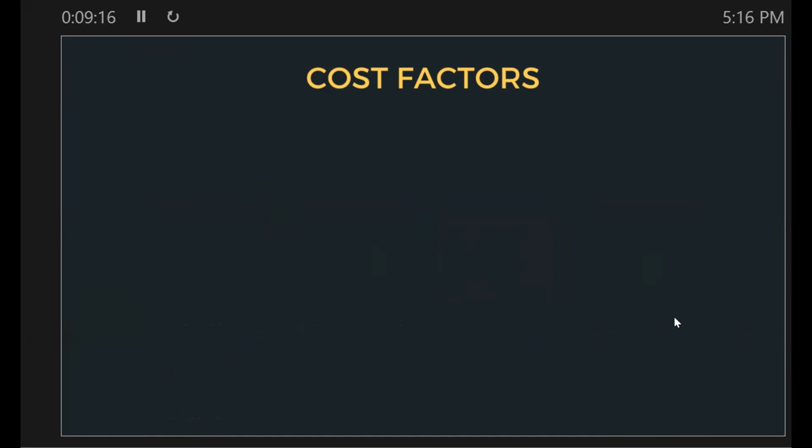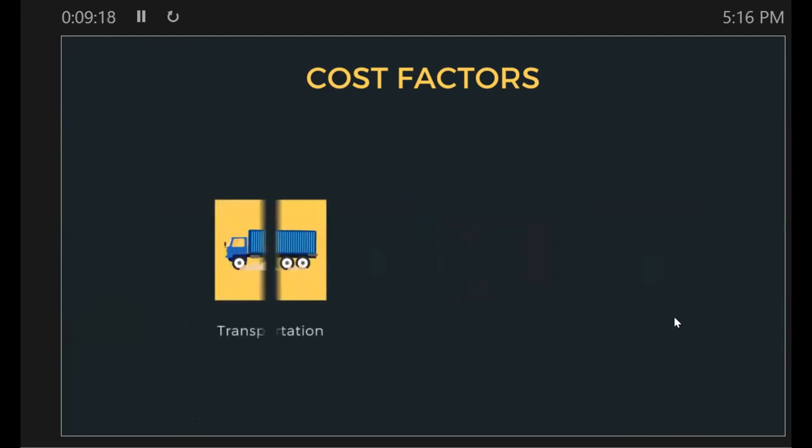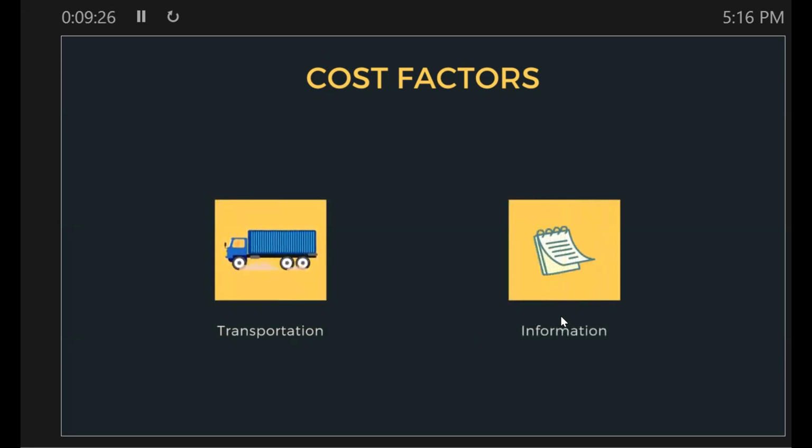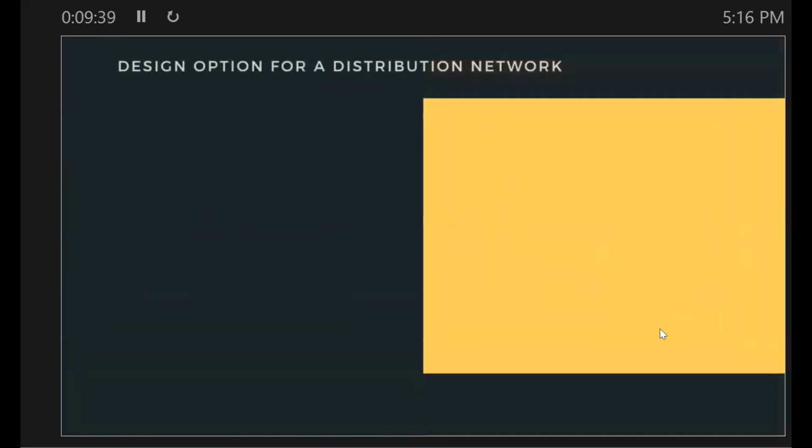So last two, transportation, which is that the firm needs to consider the different forms of transportation to reduce cost. And lastly, information can be gathered through forecasting and planning to maintain the supply chain infrastructure. So these are the cost factors that will help determine what type of network the firm should be using. So as mentioned, these are the different options for a design network.